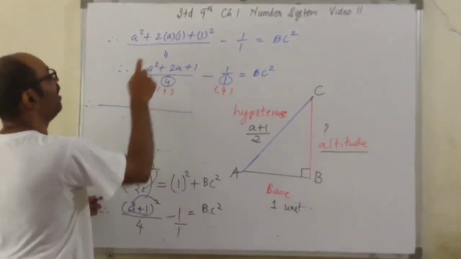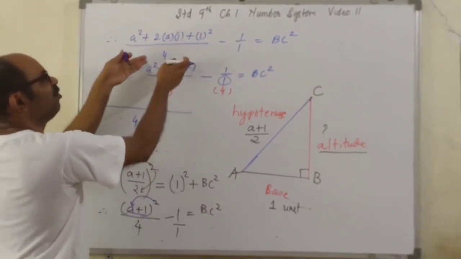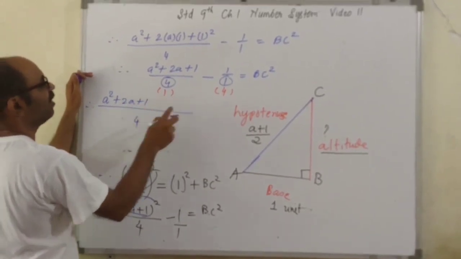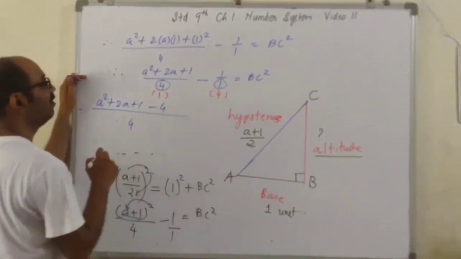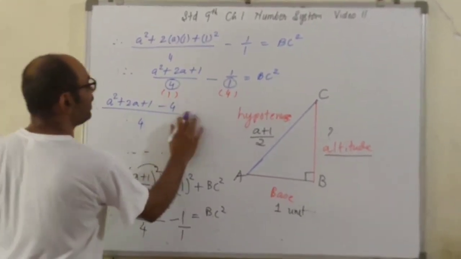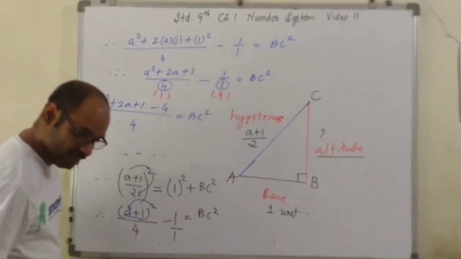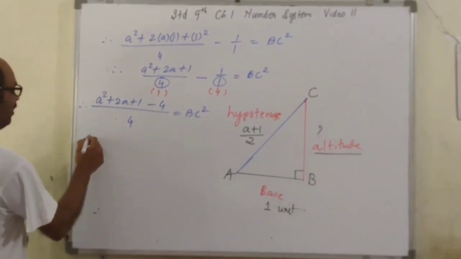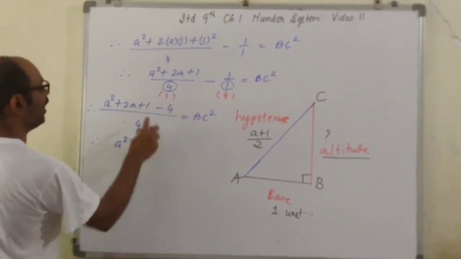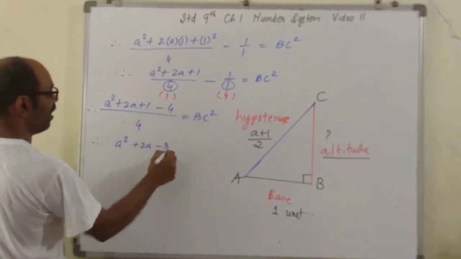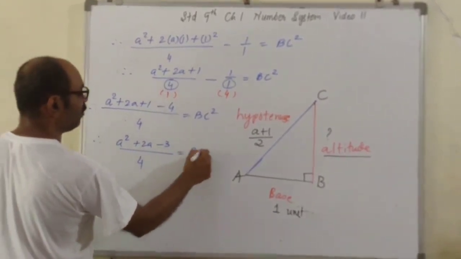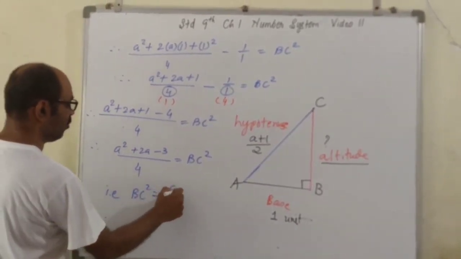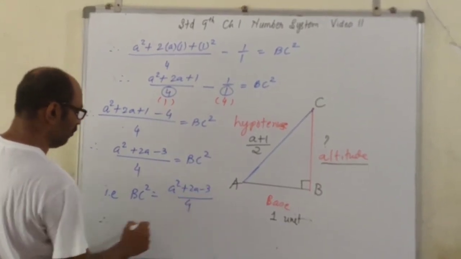Let's see. 4 ones are 4 and 1 fours are 4. So this 1 has to be multiplied with this trinomial. 1 into the trinomial would be the same trinomial and no need of brackets. a square plus 2a plus 1 minus 4. 4 ones are 4. That is equal to the altitude square. Alright. Proceed further. Let's see what comes. Now this is therefore a square plus 2a plus 1 minus 4, which is minus 3, upon 4. That is equal to the altitude square. Finished. I.e. the altitude square is equal to (a square plus 2a minus 3) upon 4.